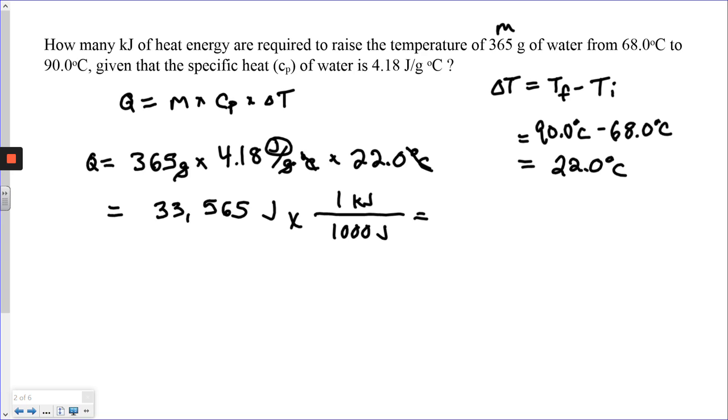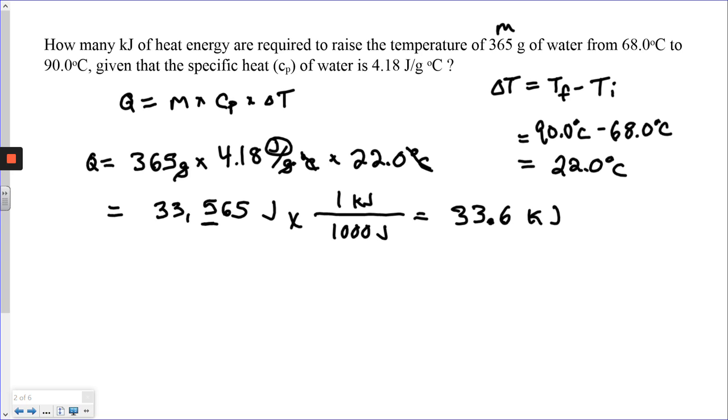So when we do this now, we get 33.6 if I'm keeping this at 3 significant digits. Rounding this right here at this digit, we get 33.6 kilojoules of energy.